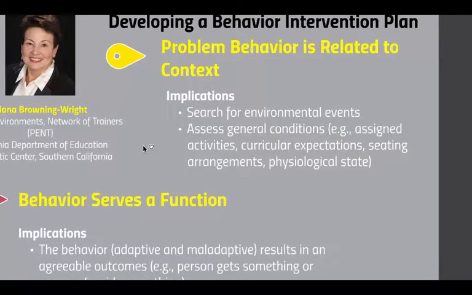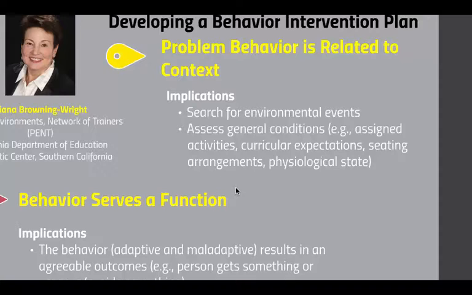And she encourages us to look at 3 guiding principles. One is just reminding us that problem behavior is related to context. So as a result of the FBA process, we have to search for the environmental events and the environmental things that may be giving rise to problem behavior. We also need to assess the general conditions, the assigned activities, the curricular expectations, seating arrangements, physiological states. This is why I reviewed with you the setting events checklist, because in order to get at that information, we have to have a pretty methodical way of uncovering it.